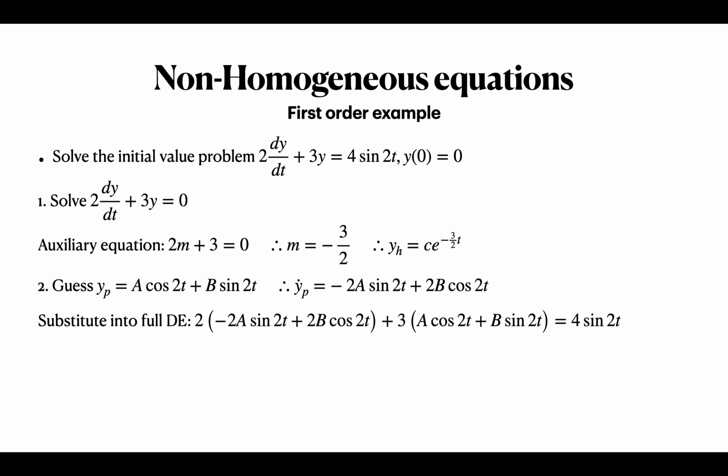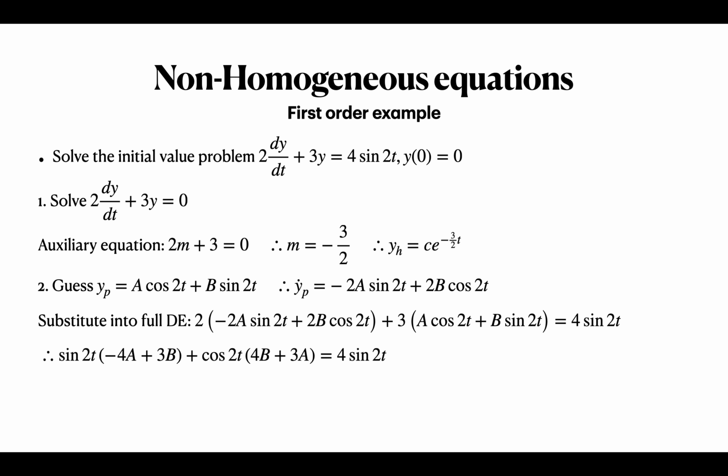So my 2 dy/dt becomes 2 y_p dot, which is minus 2A sine 2t plus 2B cos 2t. So I'm substituting in for the y derivative, plus 3, I'm substituting in for y, equal to 4 sine 2t. Now, guys, if you look at the left-hand side, it's a bit of a mess. Let's get together all the common terms. So you see here, guys, on the left-hand side, I've got sine terms and I've got cos terms. So let's put them all together. And that's what I get.